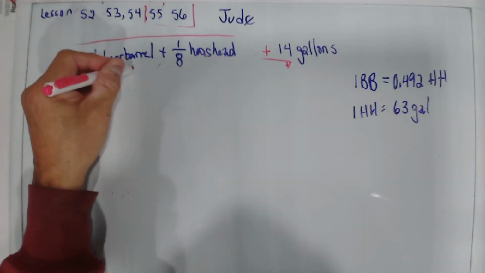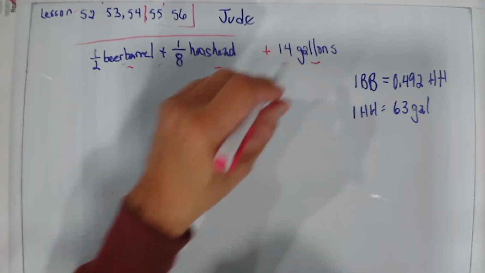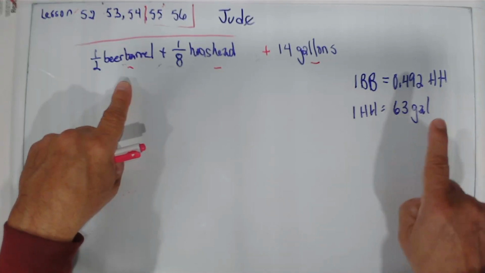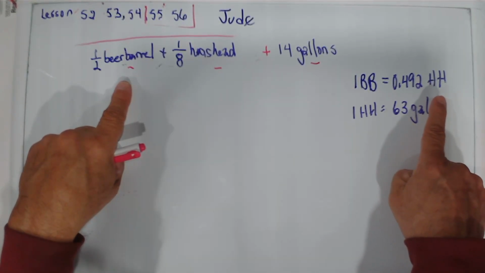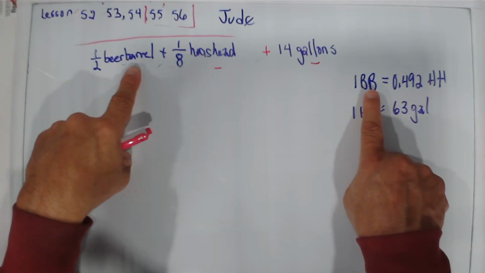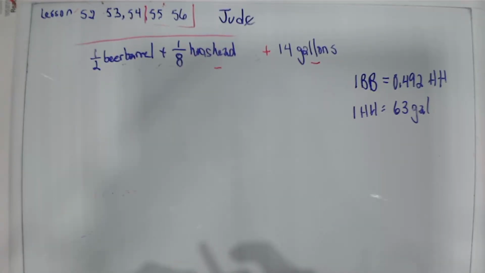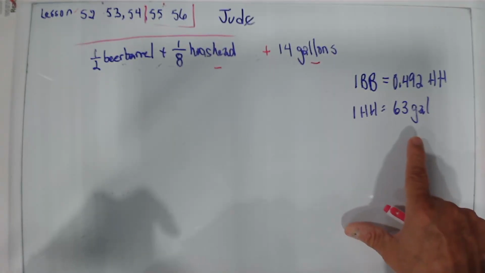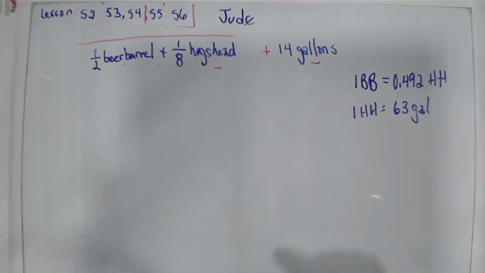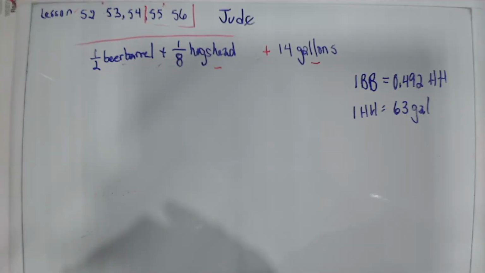So here we have beer barrel, hogshead, and gallons. And the common unit that we want to convert to is going to be gallons. And we have our conversions over here. I've abbreviated beer barrel to BB, and I've abbreviated hogshead to HH. And I have gallons as GAL. So anyway, we're going to keep bringing everything down as we go through this.